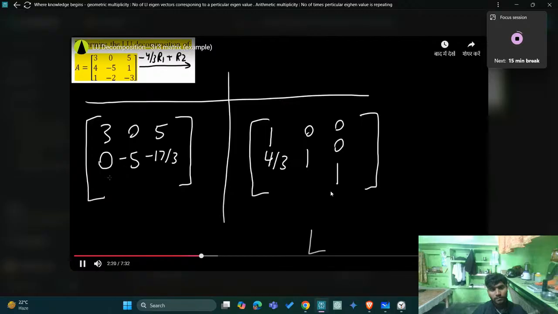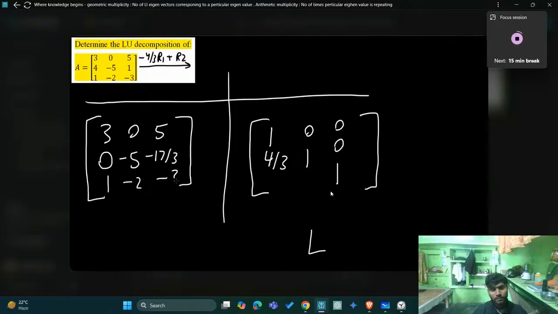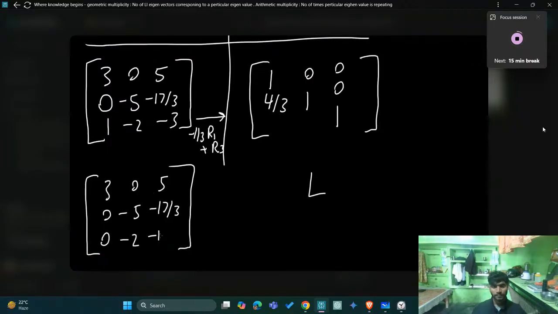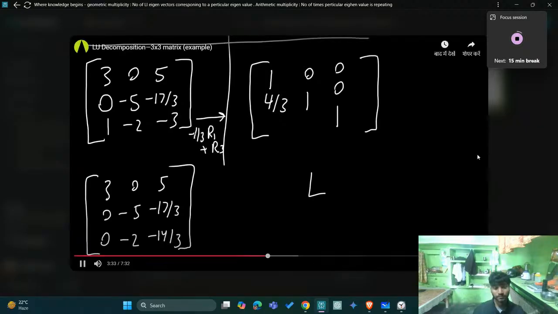However, I'll just write what we have so far: 1, negative 2, negative 3. But I need to modify this. You can say this is 0 times R1 plus R3. R3 is negative 2, so it remains negative 2. Lastly, negative 1/3 times 5, which is negative 5 over 3, plus R3, which is negative 3. So negative 5 over 3 minus 3 is going to give us negative 14 over 3. And again, another rule: this is negative 1/3, so this right here becomes 1/3.